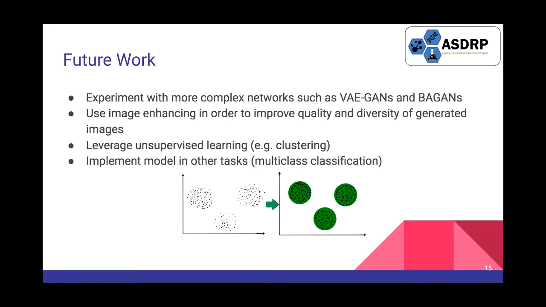For future work, we would like to experiment with more complex networks such as VAE GANs, which basically combine the best aspects of both of these networks together, and compare our models to other data set balancing networks such as balancing GANs. We would also like to use some sort of image enhancing to improve the quality and diversity of generated images, and unsupervised learning such as clustering to find the minority groups without actually having data that is necessarily labeled. We'd also like to implement our model in other experiments such as multi-class classification to see if our model can generalize to other tasks.